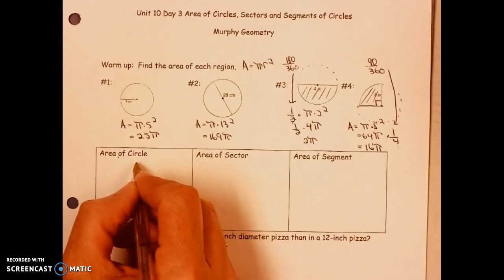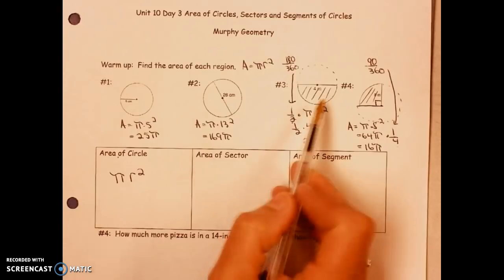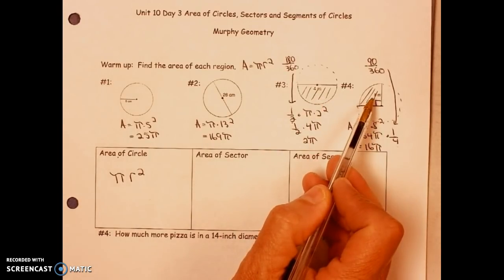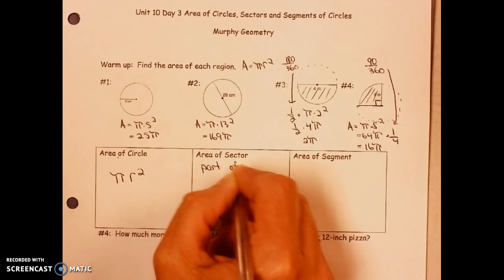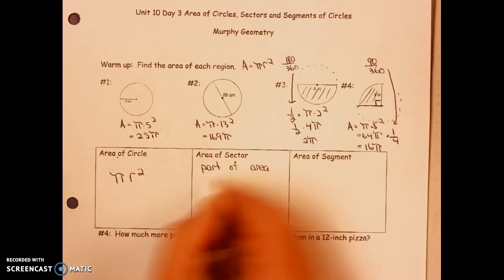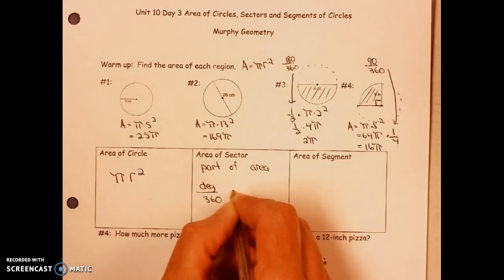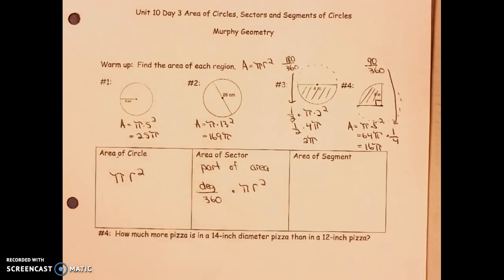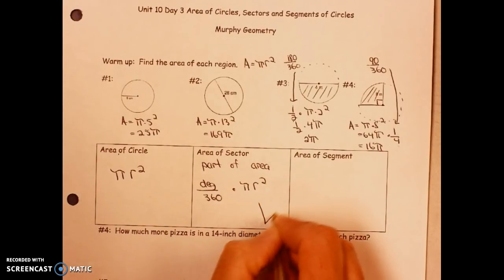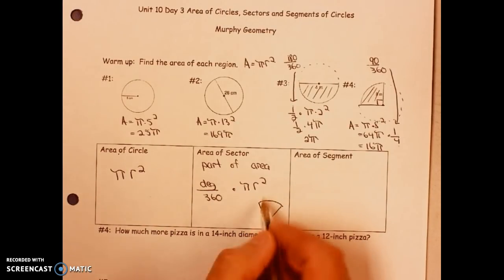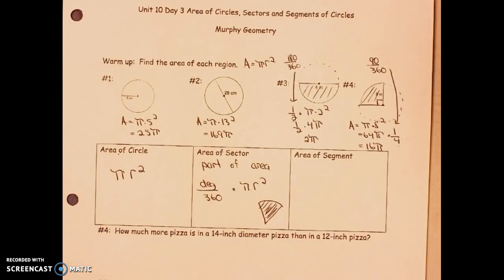So we already know our formula for area of the circle is pi r squared. The area of the sector is exactly what we did on numbers 3 and 4. We are looking for part of the area. And how do we figure out that part? We take our degree divided by 360 and we multiply it by the area of that circle. And again, let's give you a visible picture of what we're talking about. When we're looking for the area of the sector, we're essentially looking for a slice of the pie, or a slice of your circle.